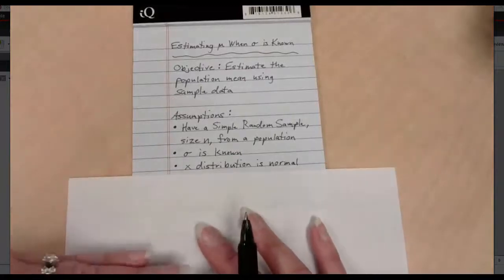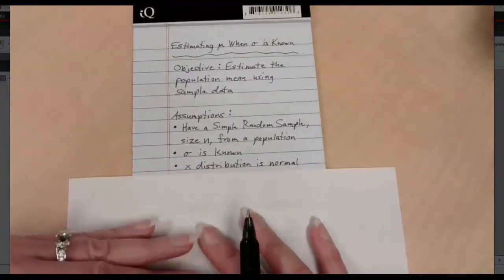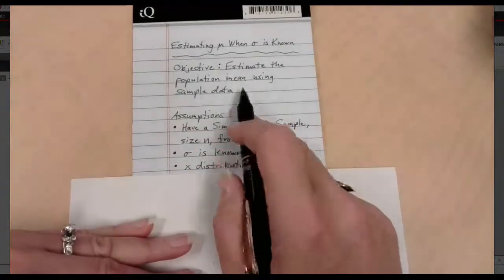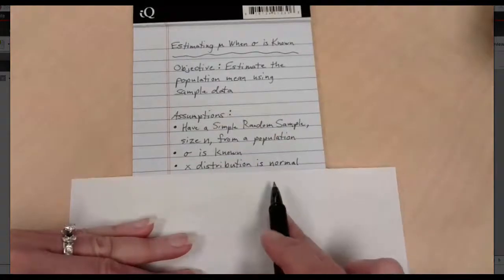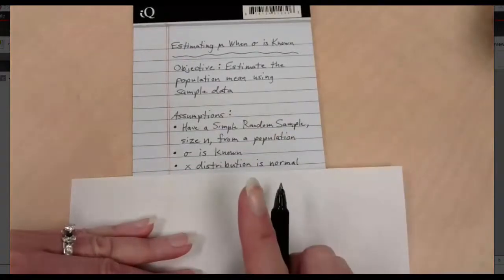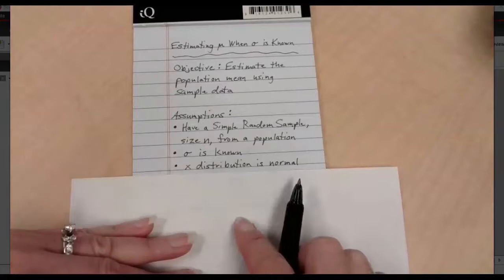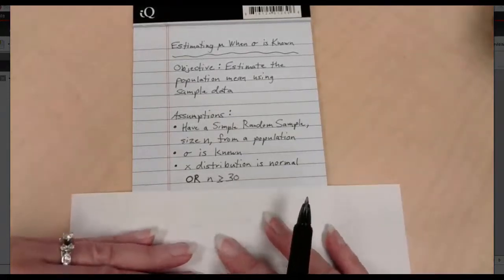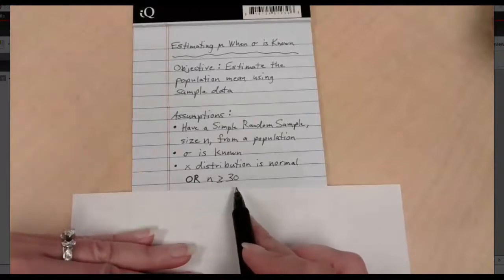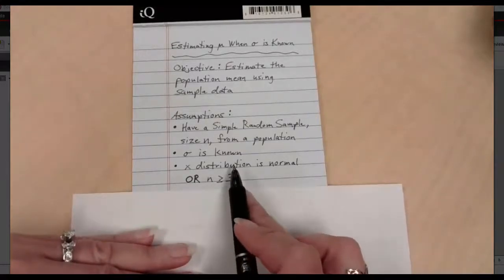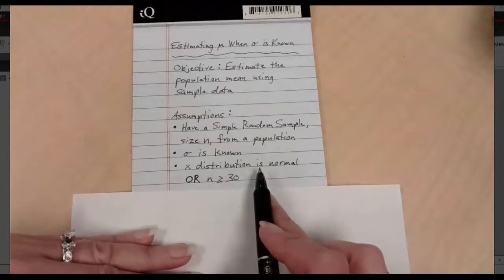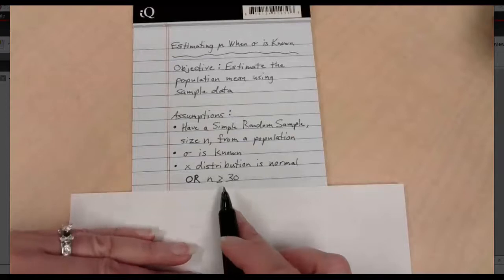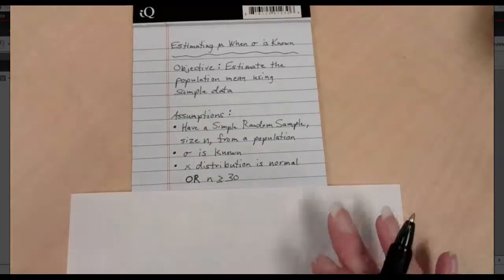And one of two things has to be true for this next part. Either the x distribution is normal. So all of these x's that we're talking about in this population, either they have a normal distribution, or what if they don't have a normal distribution, or what if we simply don't know what the distribution is? We have to have a sample size of n greater than or equal to 30. All right, so one of these two things has to be true. Either the x's have to be normal for distribution, or you have to have a big enough sample size to compensate for it. Okay?